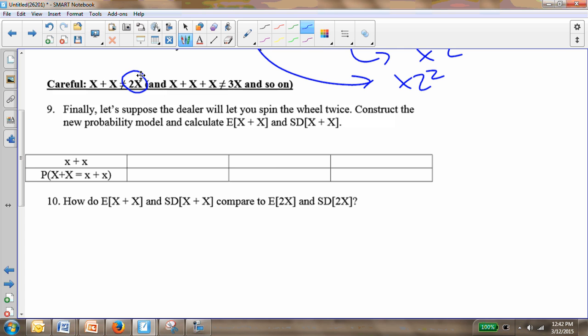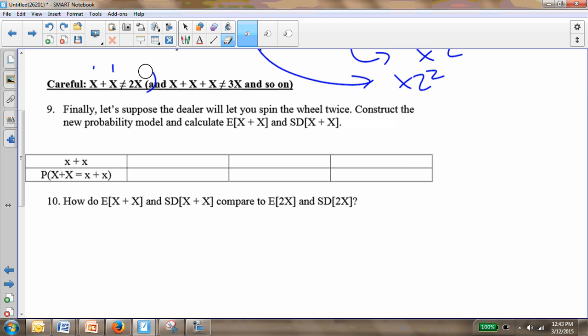2x, remember x is spinning the wheel. It's the value that the wheel comes up. So 2x is spinning that wheel, actually, let me uncircle this, it's spinning that wheel once, which is x, and doubling that value. X plus x is spinning that wheel a first time, and then spinning that wheel a second time. So these are two very different things.